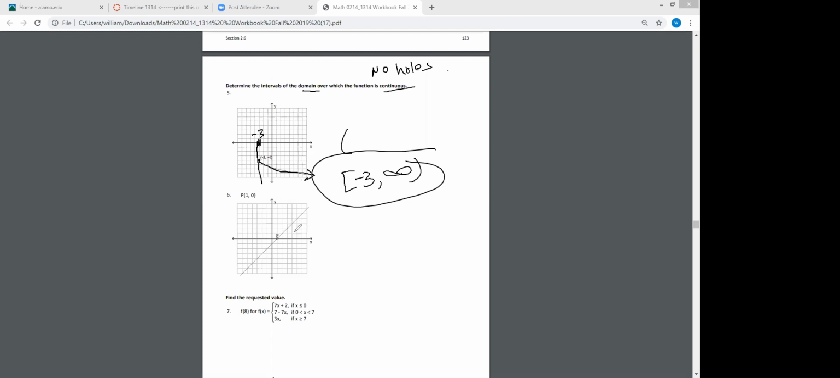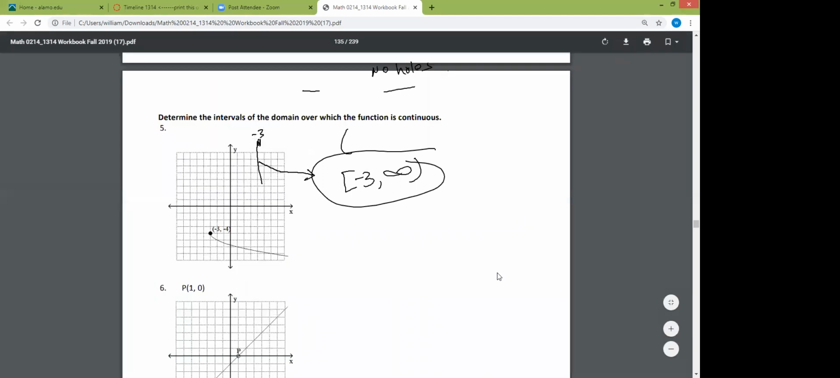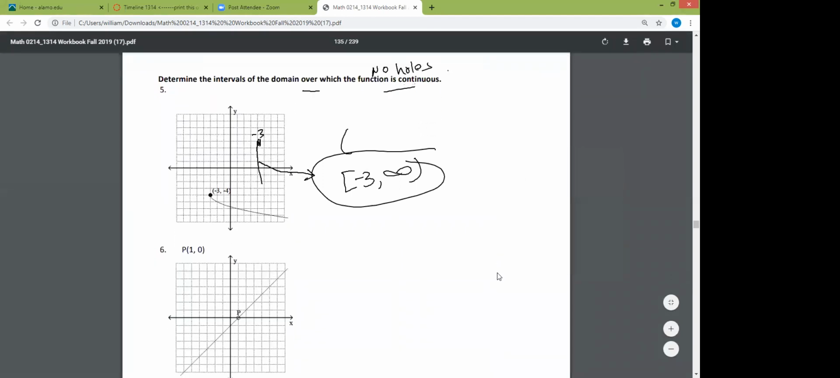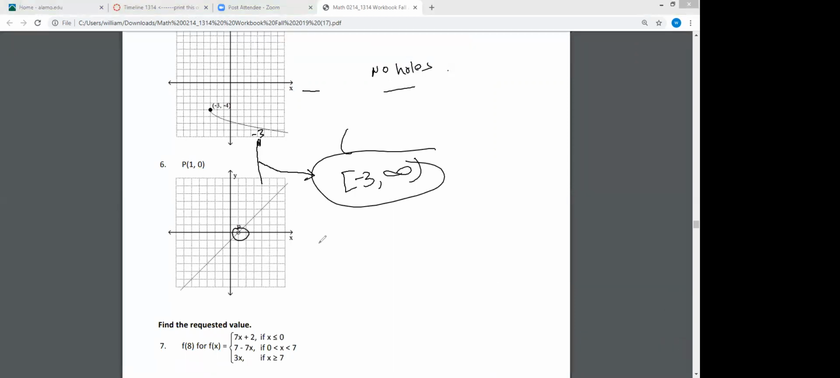Now here, it's really hard to see. I think I better make it bigger now. I think we can make these bigger now. Number 6, there is a hole there. It's hard to see. There's a hole. So this graph is continuous.